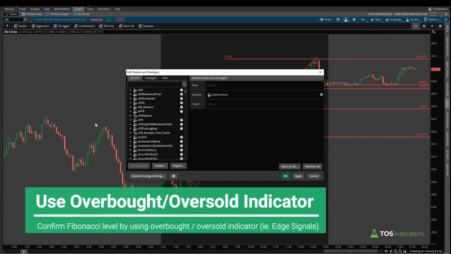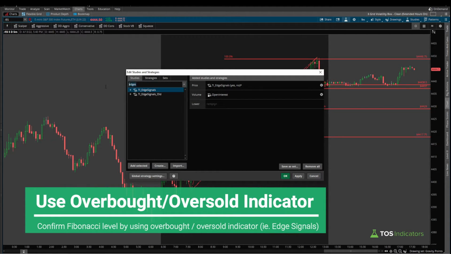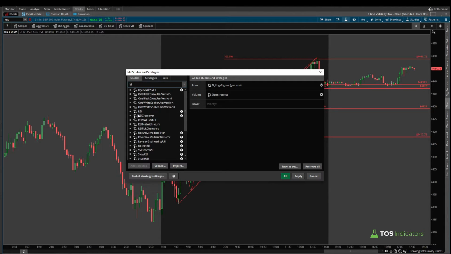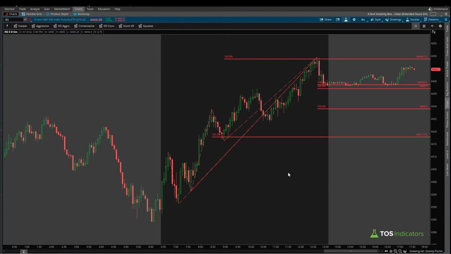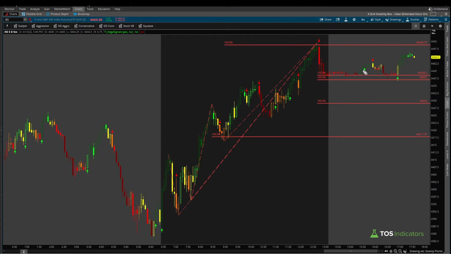So in such a scenario, the way we confirm these moves is by using overbought, oversold indicators. The one I like to use is the edge signals indicator, but if you don't have access to that, you can also use something like the RSI, which is built inside of Thinkorswim. But for all Volatility Box members, the edge signals indicator is a free indicator included with your membership, and we use that as our bread and butter for overbought, oversold confirmations. Now using the edge signals indicator here, if we load that into our charts, we're seeing when that green arrow comes in, that's when the move is actually confirmed.